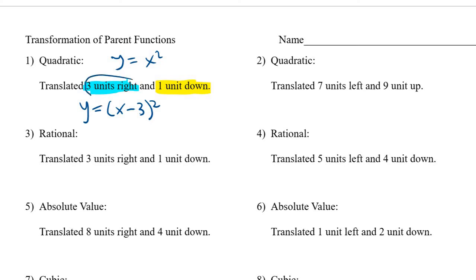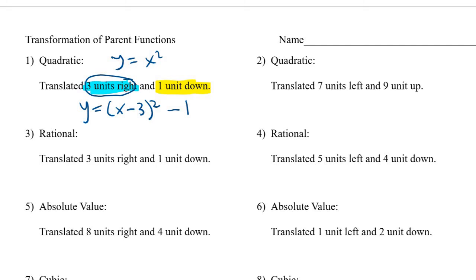If you are going to move to the right, you change it to minus 3 and then you do 1 unit down. That's the output transformation. You do minus 1. That's minus 1 right there. Basically that's it. That's the equation that will represent that. If you do that on your graphing calculator or any other calculator, you will find it's moving that way.